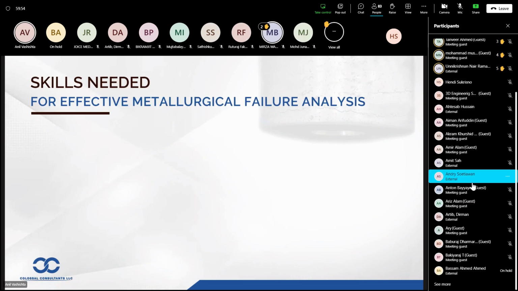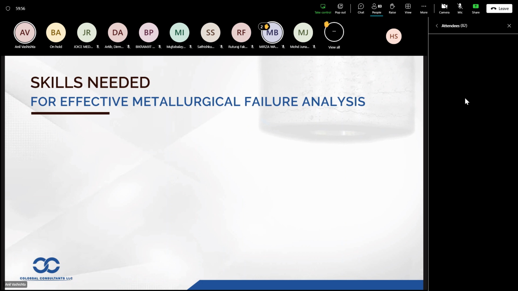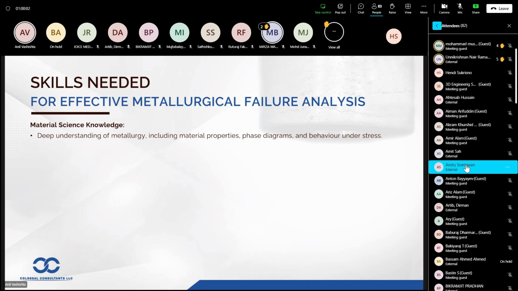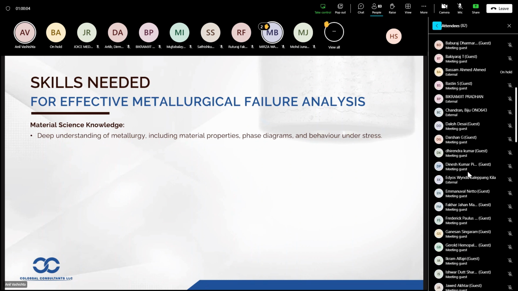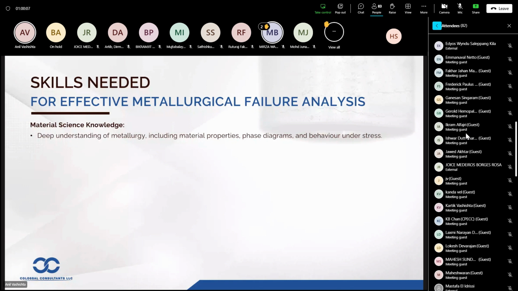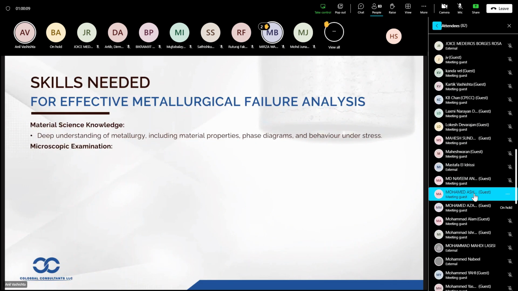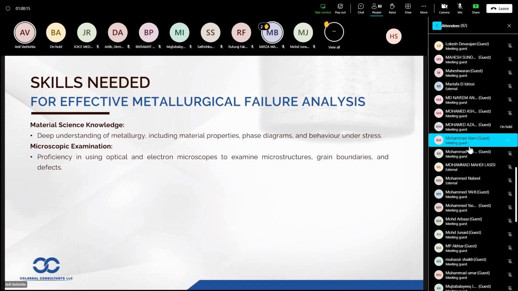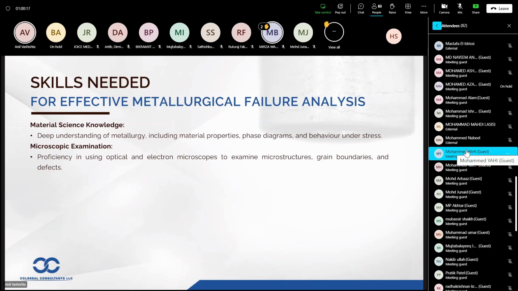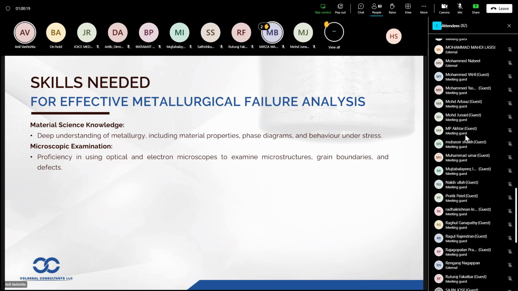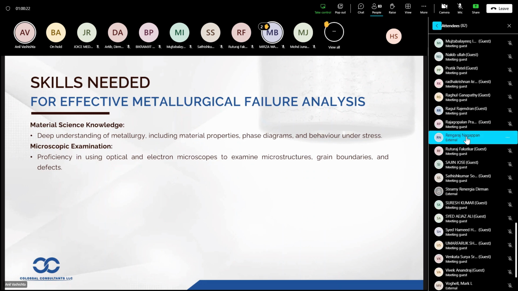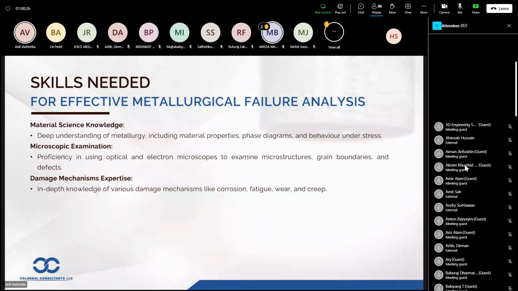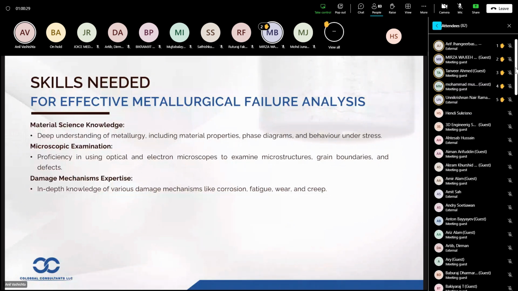Last couple of slides, coming to the skills needed for effective material failure analysis. You should have thorough knowledge of material science, metallurgy, phase diagrams, and behavior under stresses. A failure analyst should be proficient in electron microscopy and optical microscopy, grain boundaries. He should be aware of the different phases expected. And he should have in-depth knowledge of various damage mechanisms like corrosion, fatigue, wear, and creep.